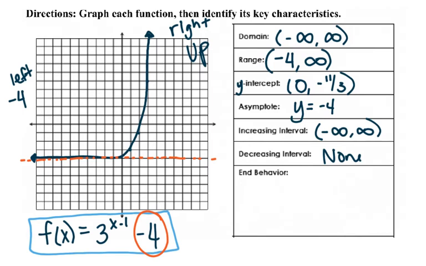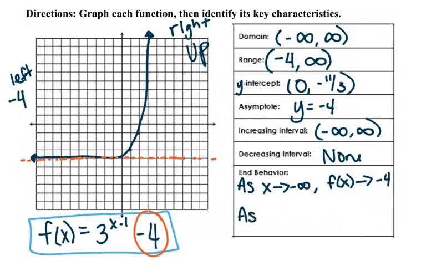So here's the weird part. This is how you write it. If I want to say the left side of the graph, I say as x approaches negative infinity. Remember, that just means left. F of x, we said, is going to negative 4. So f of x goes to negative 4.